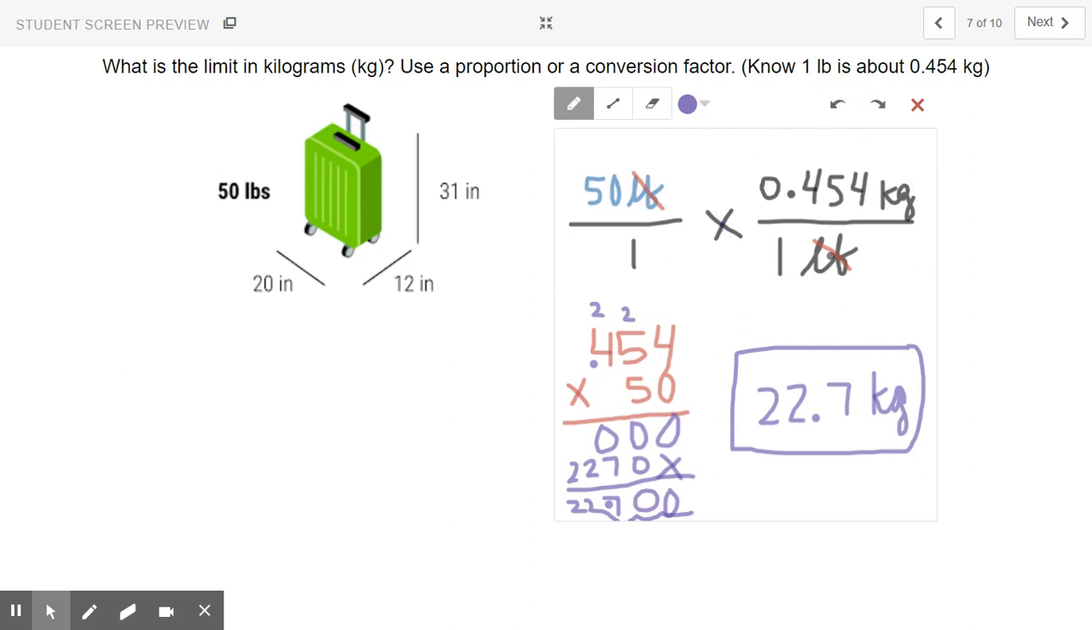Now I know I could cancel out my pounds. And then I can't do anything else. So I just multiply across. Multiply 454 times 50, which I did down here. I threw the decimal back in and moved that over. 1, 2, 3. The answer is 22.7 kilograms. So 50 pounds is about 22.7 kilograms.